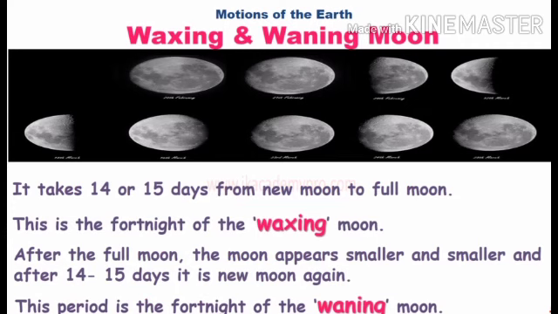What is called waxing and waning of the moon? It takes 14 or 15 days from the new moon to full moon. This is the fortnight of the waxing moon. After the full moon, the moon appears smaller and smaller, and after 14-15 days, it is new moon again. This period is the fortnight of the waning moon.